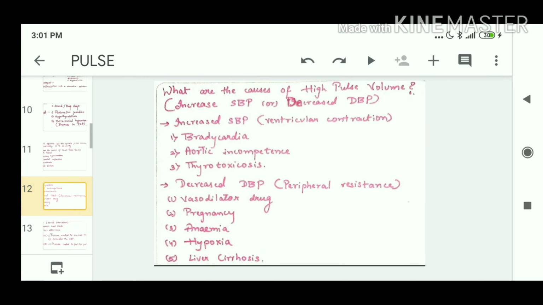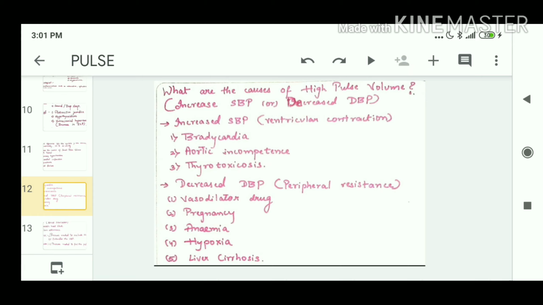Now what about the causes of a high pulse volume then? It may be due to the increased systolic blood pressure or decreased diastolic blood pressure. Now why does this increased systolic blood pressure take place, which can also be due to the ventricular contraction? It may be due to the bradycardia, aortic incompetence and thyrotoxicosis.